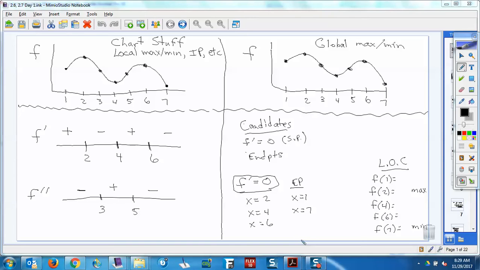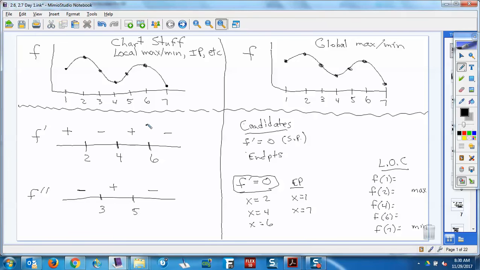So we say, where is the local max min? We ask, what is the global max min? We want the outputs from the original function. So both are max min problems, but they're two different types of max min problems, so we have to understand the difference.